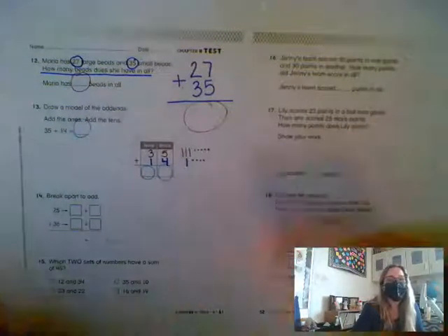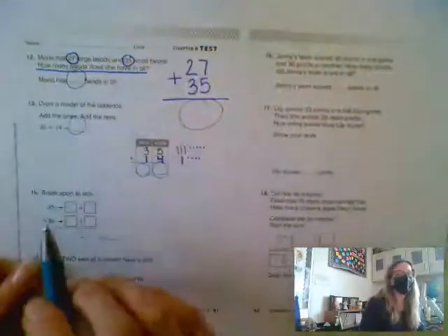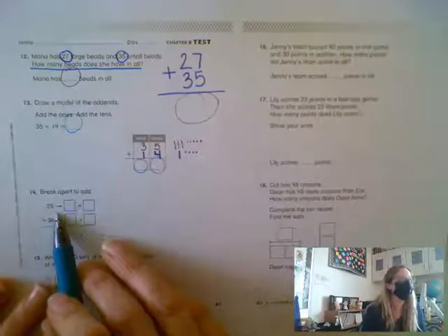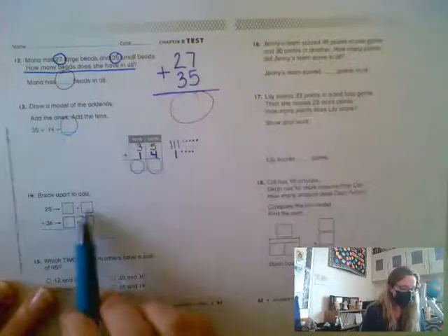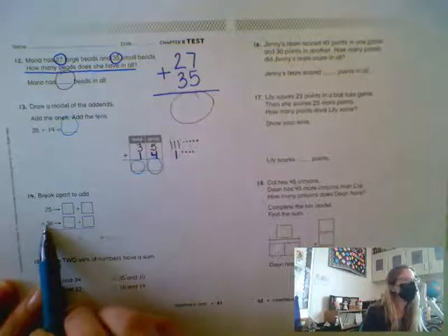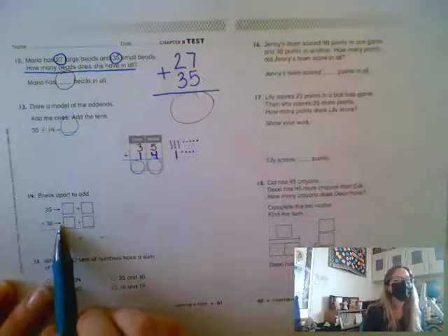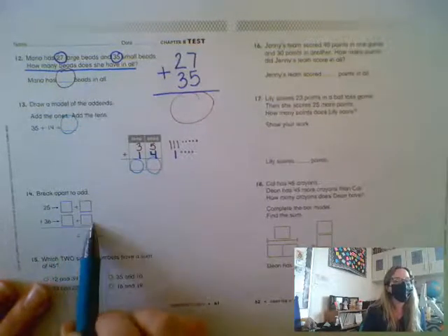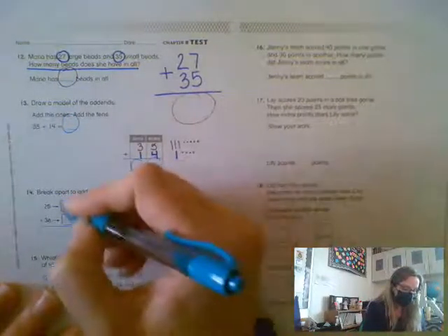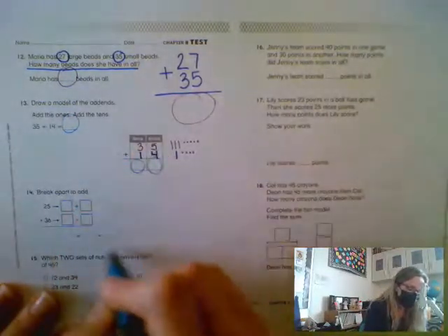Okay, friends, we are breaking apart to add. If I break apart 25, what would it be in expanded form? If I break apart 36, what would it be in expanded form? Then add up your ones, add up your tens, and then find your total.